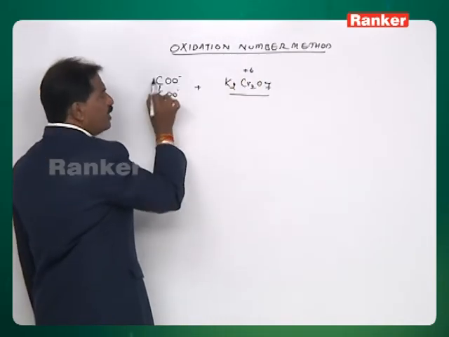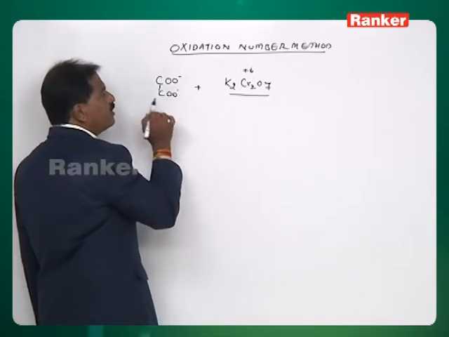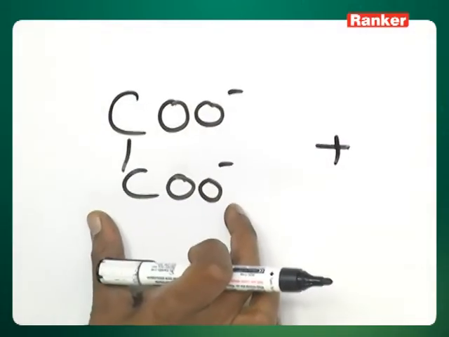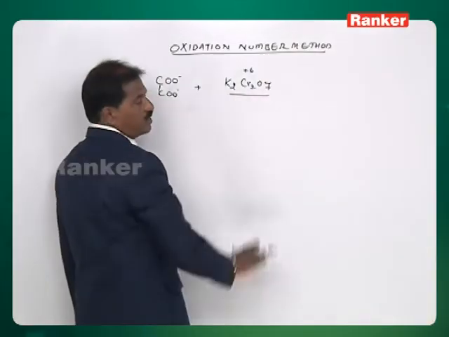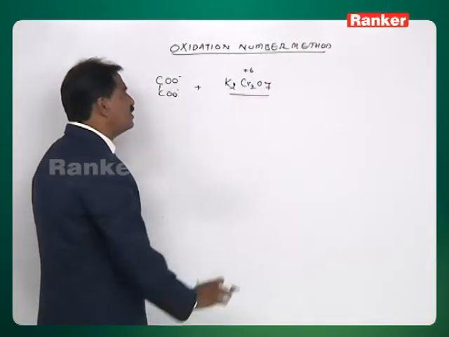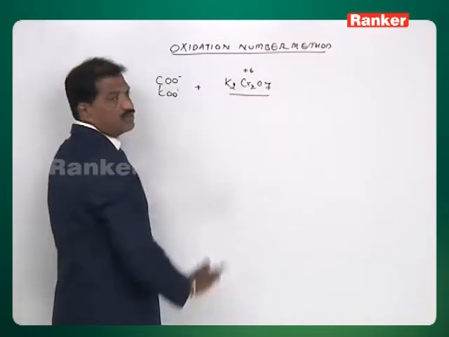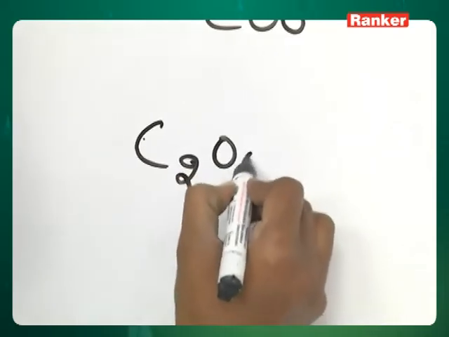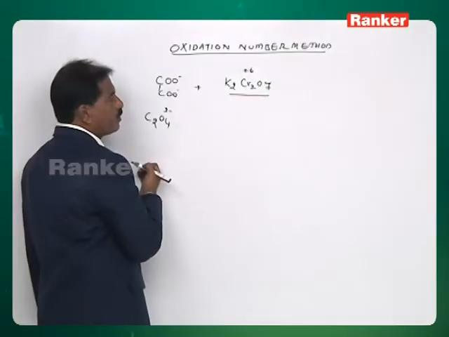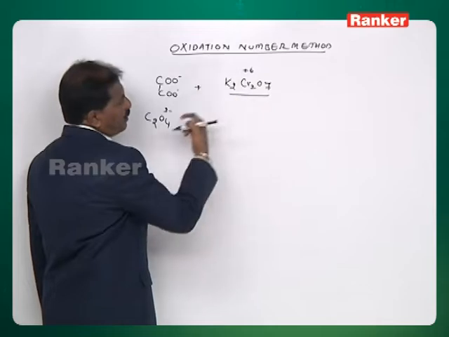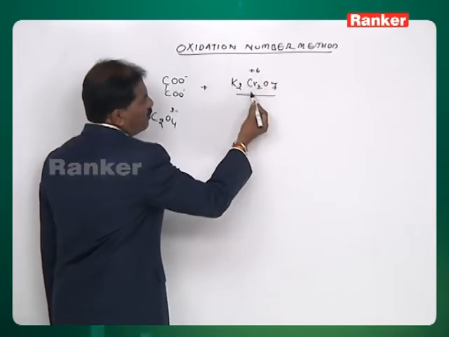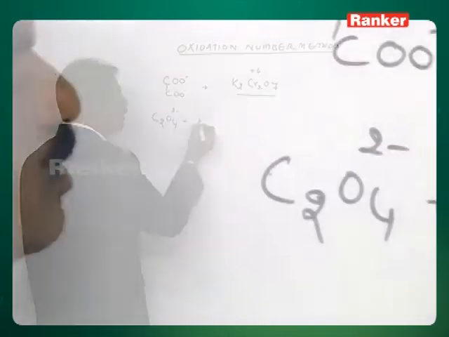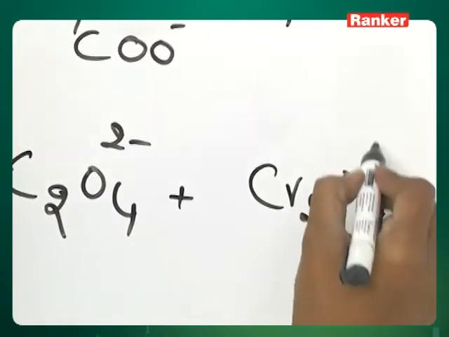Next, this oxalate or oxalic acid will always act as the electron supplier or reducing agent. This will act as the reducing agent. This will act as the oxidizing agent. Now, let us balance the reaction between these two species through the oxidation number method. I am representing the oxalate as C2O4 2-. Next, when K2Cr2O7 participates, the active species involved in the reaction is Cr2O7 2-. Therefore, I am showing only Cr2O7 2-.